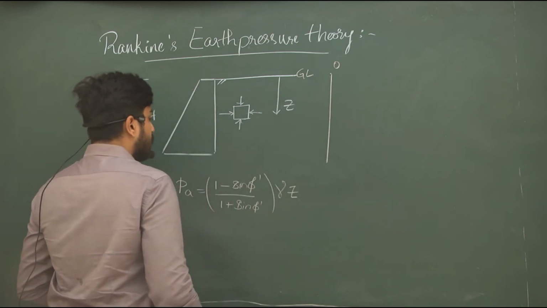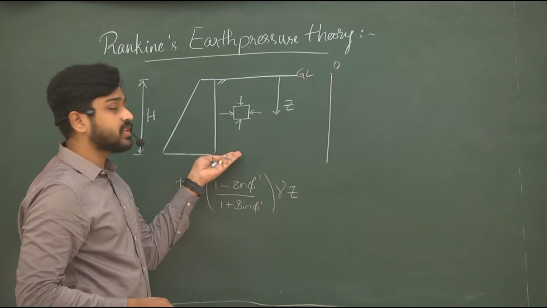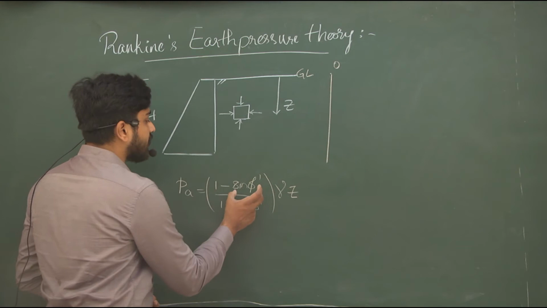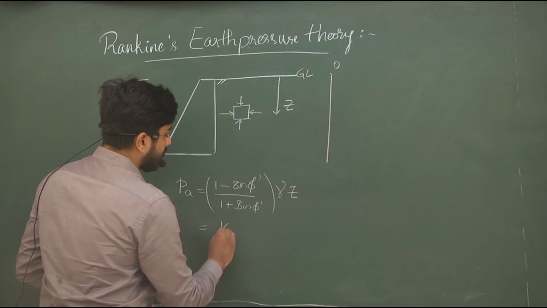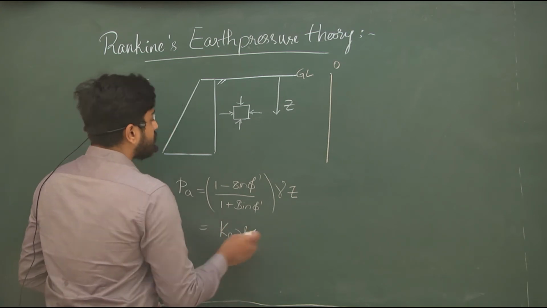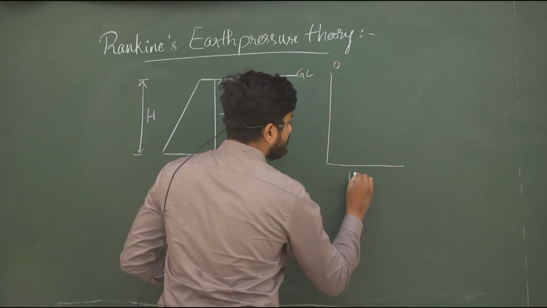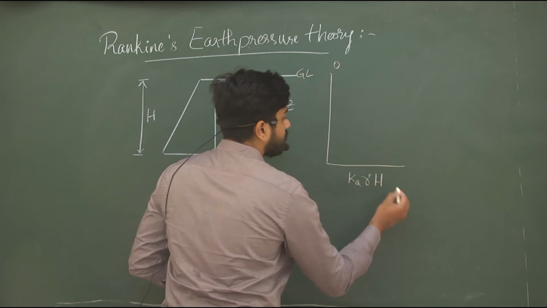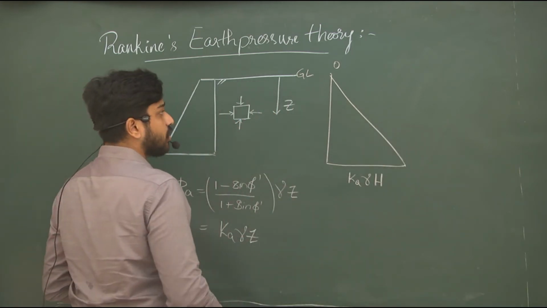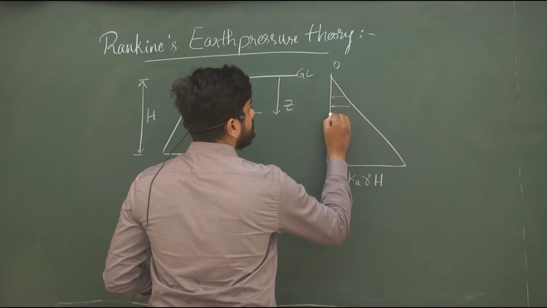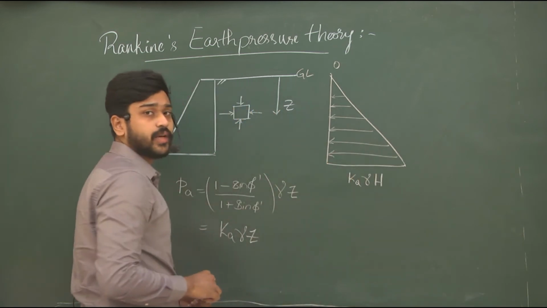So at this point the value will be 0 here. If you look at the bottom of this retaining wall, when the depth z is equal to h, this value will be 1 minus sin phi dash by 1 plus sin phi dash into gamma z. So let us denote this as Ka gamma z. At this particular depth h, this value will be Ka gamma h. Okay, so this is a linearly varying plot. So this is the pressure distribution diagram, which will increase along the depth.